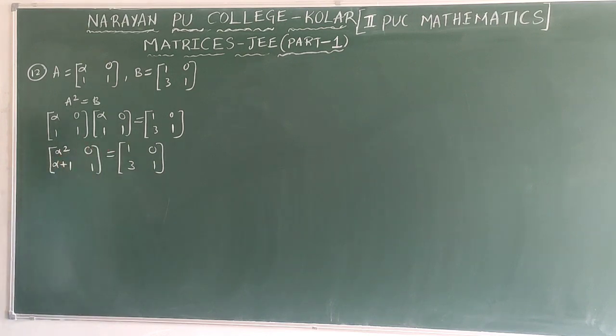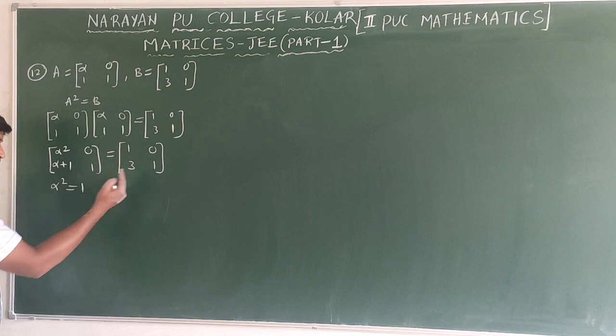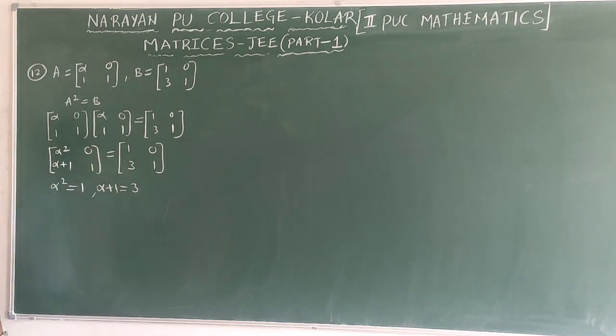Now compare: when two matrices are equal, their order is also equal, and corresponding elements are equal. Alpha square equal to 1, 0 equal to 0, 1 equal to 1, satisfied. Next, one more: alpha plus 1 equal to 3. Here for one alpha we are getting two different values. Then how can they be equal matrices? They can never be equal matrices.